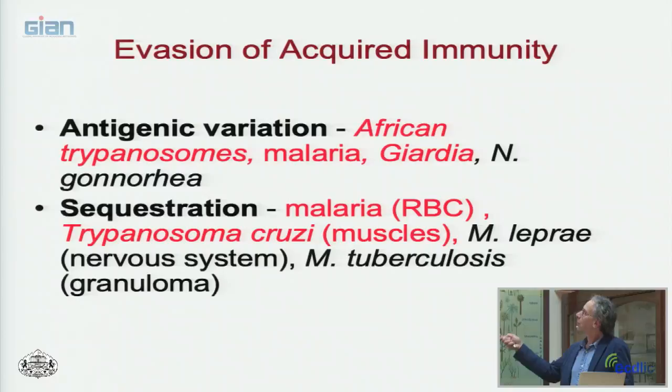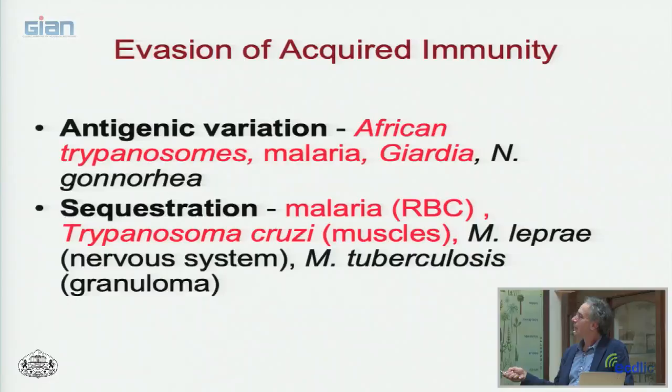Evasion of acquired immunity. This is perhaps the most familiar to you. Antigenic variation. African trypanosomes, they produce chronicity because they produce cyclic waves of parasitemia. The host makes an immune response to the surface proteins on the trypanosome, and then it changes its surface coat and puts new ones on. So the host has to start again and make new ones, and that's how they produce chronicity. So malaria also varies its surface antigens, and Giardia.